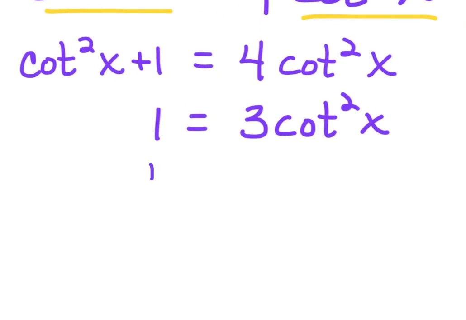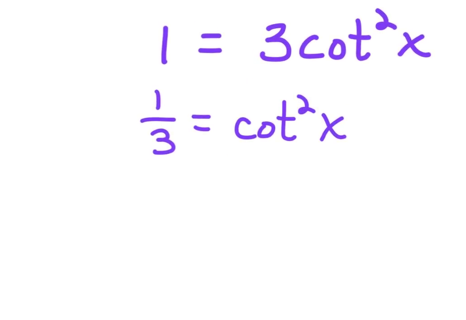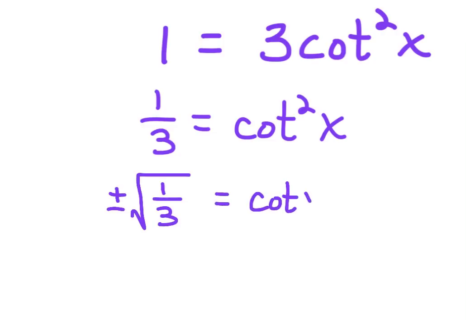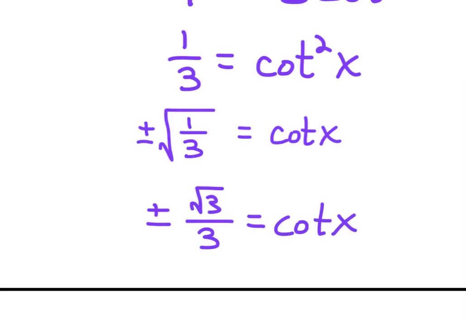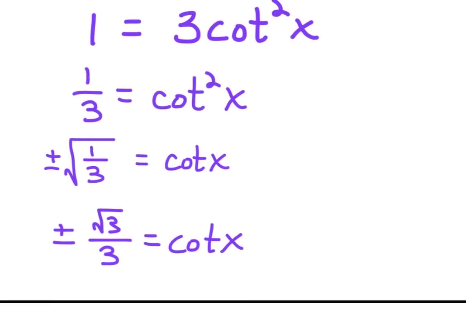Divide both sides by 3. So 1/3 equals cotangent squared of x. Take the square root of both sides, and I've got plus or minus the radical 1/3 equals cotangent of x. Remember that when you rationalize that denominator, you're going to get radical 3/3. And because it's plus or minus, you're going to have all 4 quadrants represented.